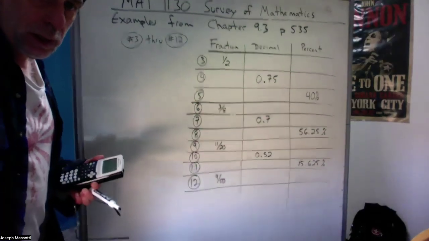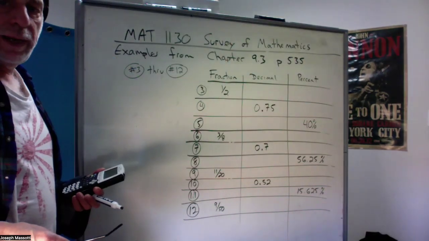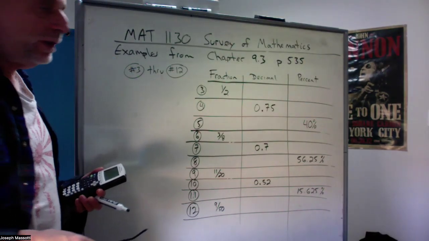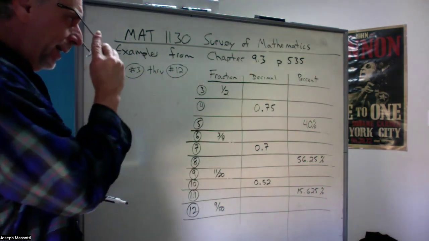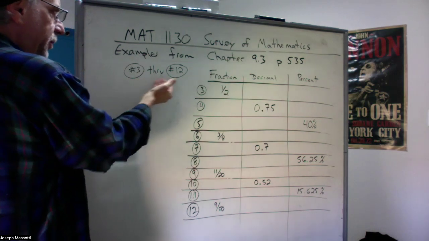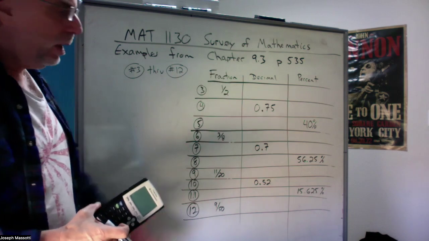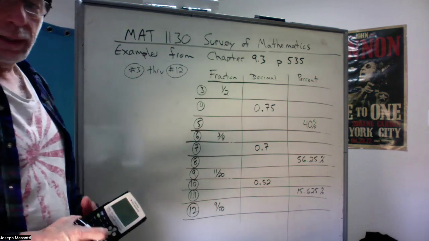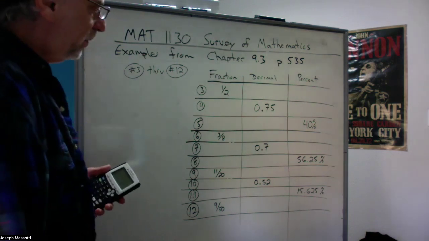All right, so we're going to do some problems from section 9.3 in your book, page 535. So this has to do with fractions, decimals, percentages. And in some of the first few problems here, numbers 3 through 12, you are given this table with some of the values filled in, and you are asked to fill in the table the rest of the way.